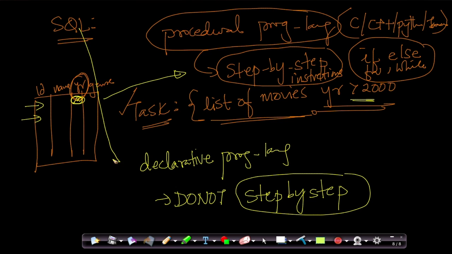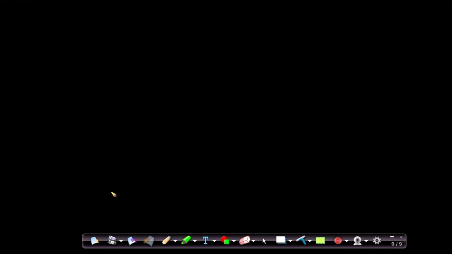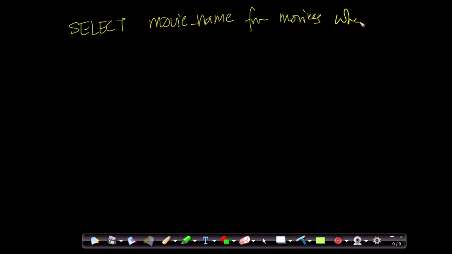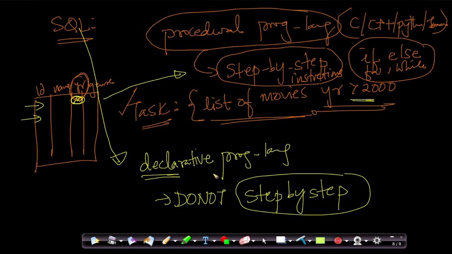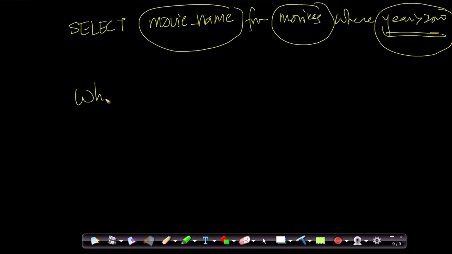In SQL, which is a declarative programming language, you don't say step by step. I'll write a simple SQL query here. You can say select movie name, I'll explain what this means later, from movies where year is greater than 2000. This is how an SQL statement looks. Here you are saying that I want the movie names from the movies table where the year is greater than 2000. It's called declarative because you're declaring what you want.